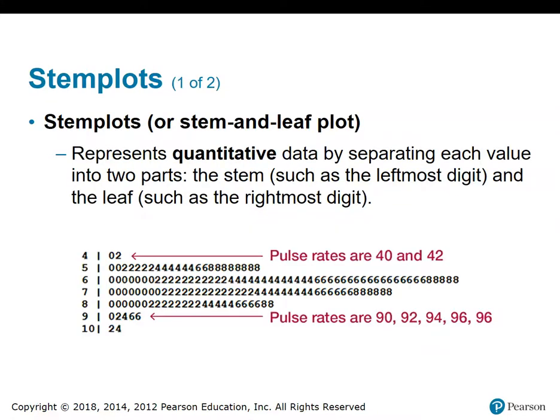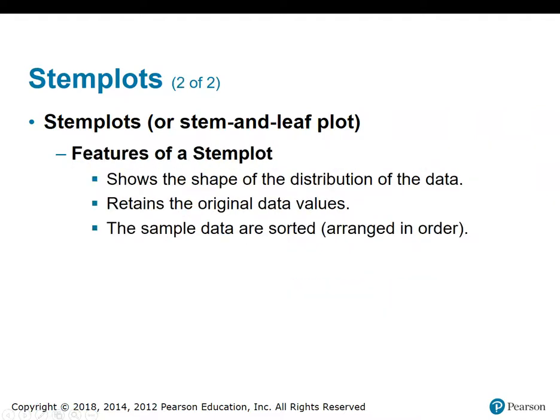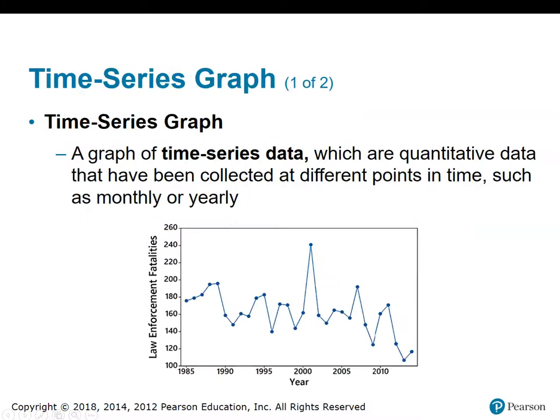This is a stem or stem and leaf plot. Your whatever place value is furthest out. So that's the tens place here. And then this would say, well, I have two data values, one of 40 and one of 42. I have a lot in the 50s. I have a ton in the 60s. So I can not only see how it lays out, but I can actually see what the values are. So that's kind of nice. Stem plots show the shape, retain original data values, and it's also sorted, which is nice.